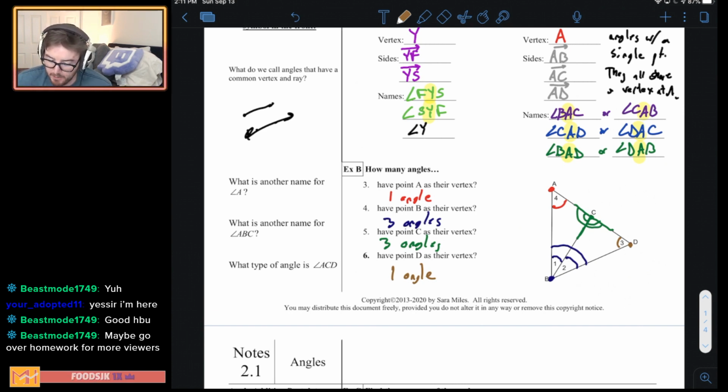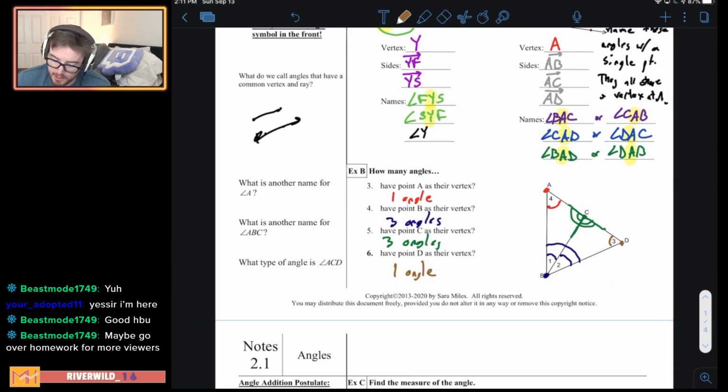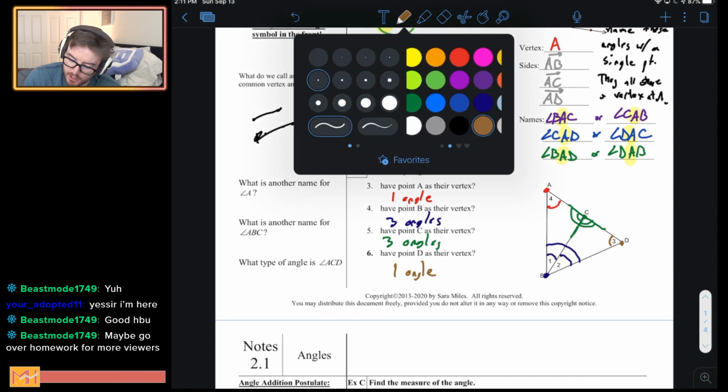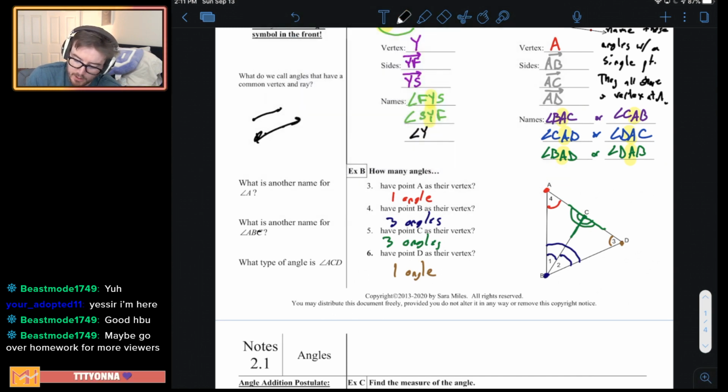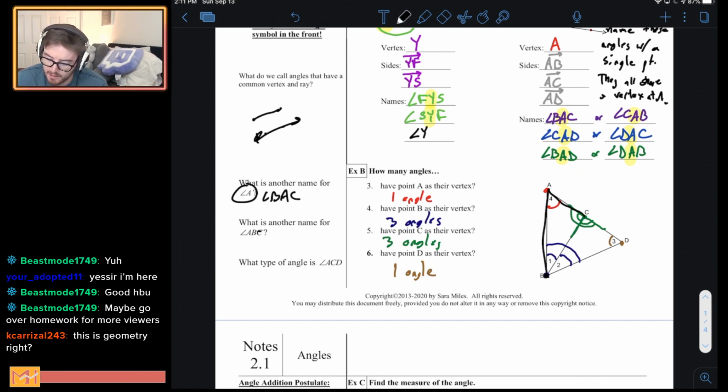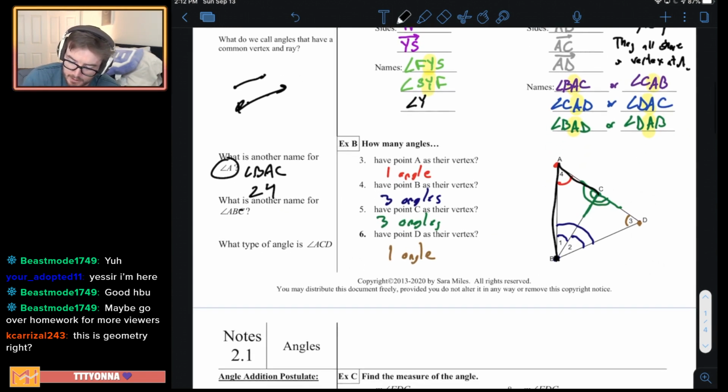What is another name for angle A while we're here? Why can I refer to this as just angle A? Because there's only one angle. But I could also name it angle BAC if I wanted to, right? B to A to C. Or I could just call it angle 4, right? I mean, it's been labeled on the page. I could just call it angle 4. Yeah, this is Geo. It looks kind of like 24.